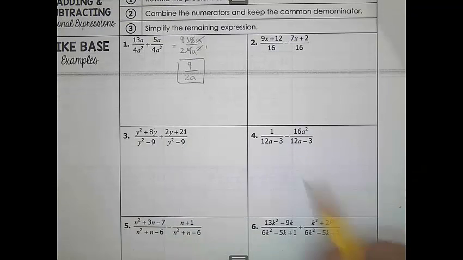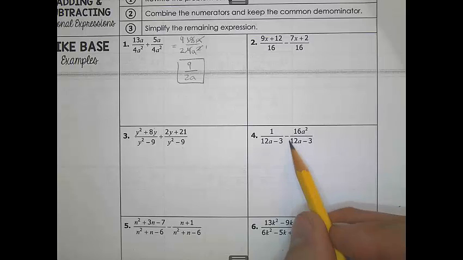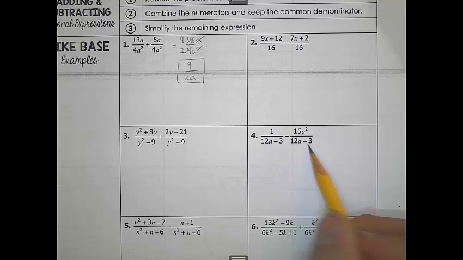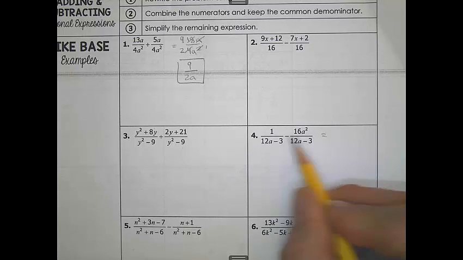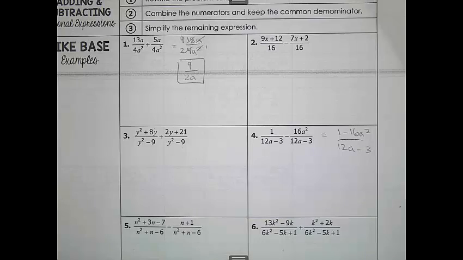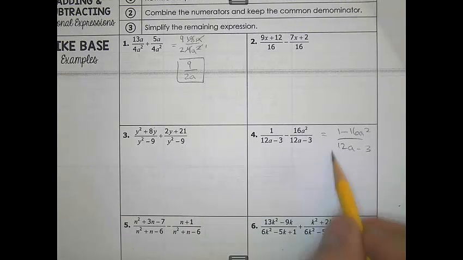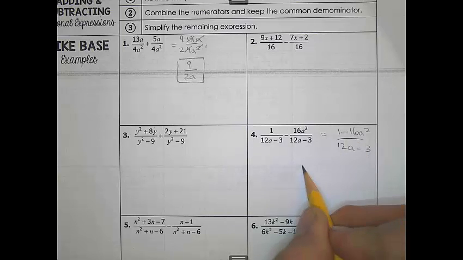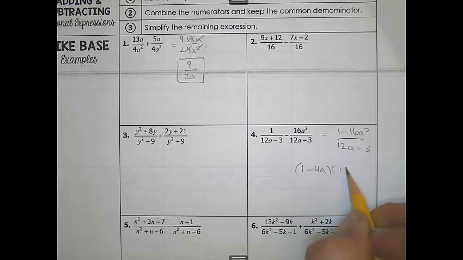So it's pretty straightforward when you have a common denominator. Like, let's jump down to number 4. Same thing, you got a common denominator, 12a minus 3. So you just subtract the tops. 1 minus 16a squared goes in the top. And in the bottom, you have your common denominator, 12a minus 3. Now, this one's a little bit trickier from here because we do have a difference of 2 squares pattern in the top. We can write that as 1 minus 4a times 1 plus 4a.